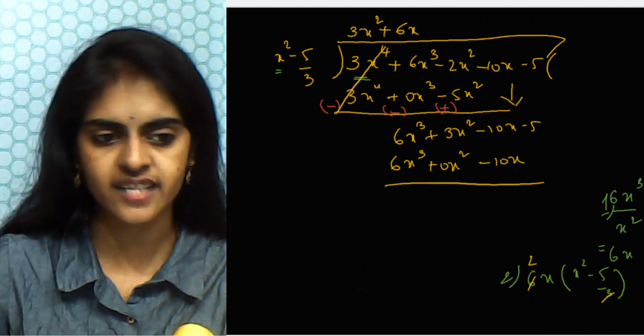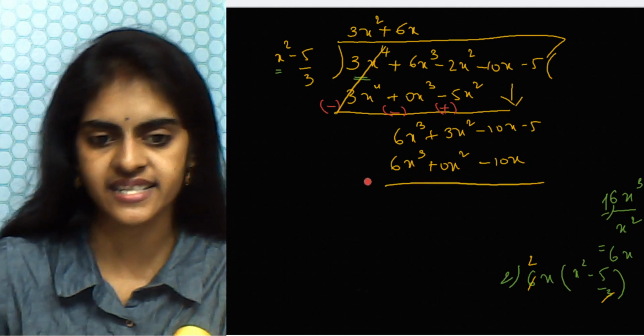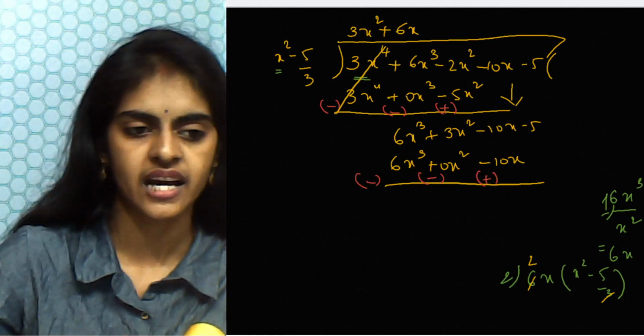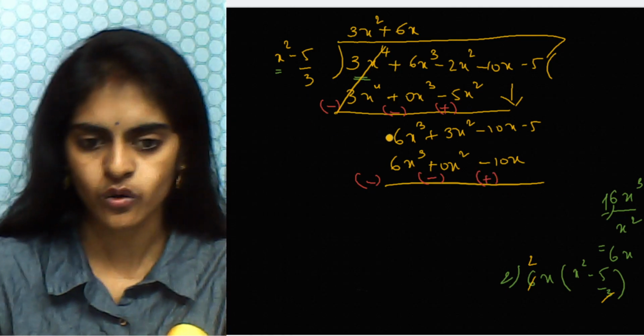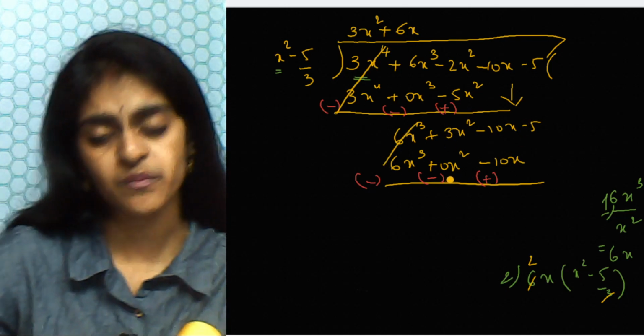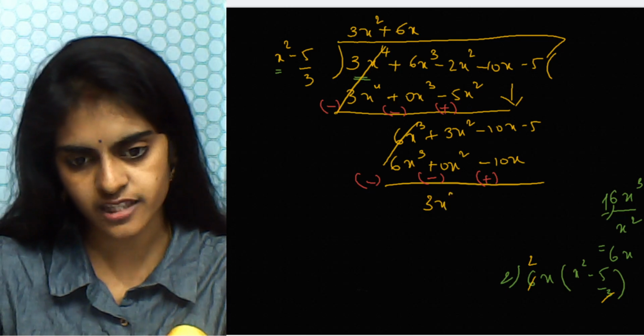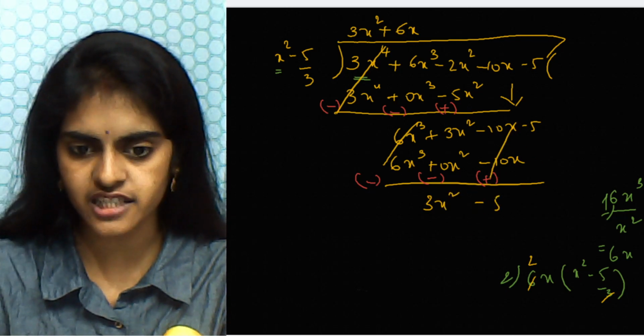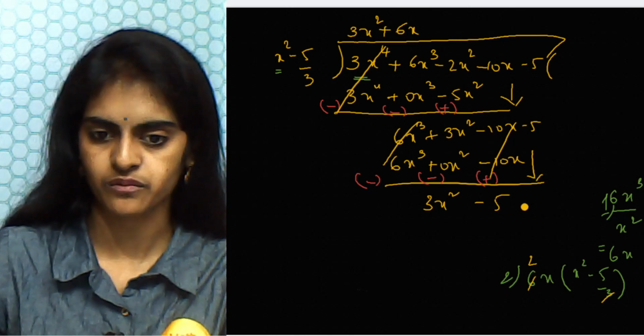Now let us subtract. Subtracting, this becomes minus, this becomes minus, this becomes plus. Clear? So let us see. 6x cube minus 6x cube gets cancelled. 3x square minus 0x square gives you 3x square. 10x plus 10x gets cancelled and you have minus 5. Bring it down. Clear?